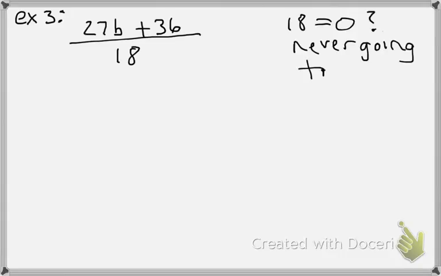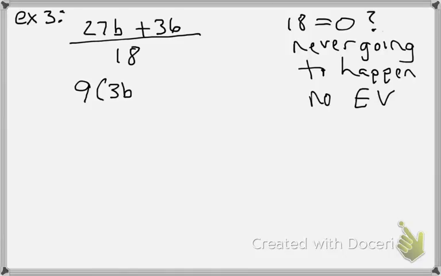Never going to happen. So that means we have no excluded values. We finish that step. Then we need to go ahead and factor our numerator. Well, if we look at our numerator, 27b plus 36, what can we factor out of both? We can factor out a 9, leaving me with a 3b plus 4, because 27b divided by 9 gives me 3b, and 36 divided by 9 gave me that 4.